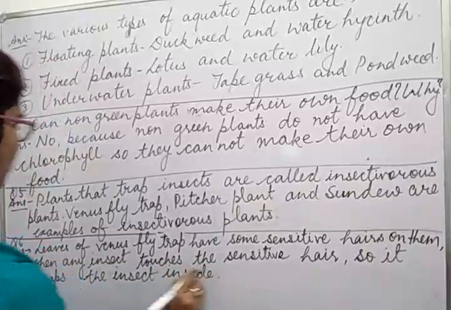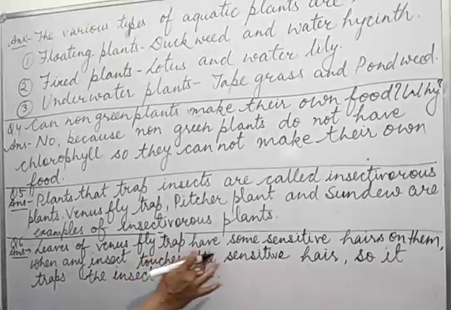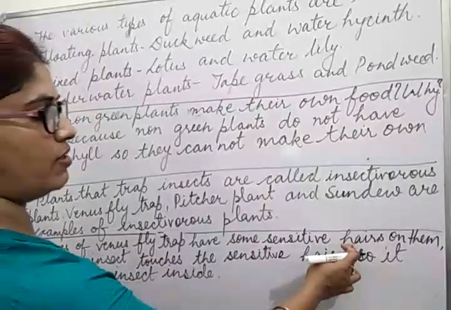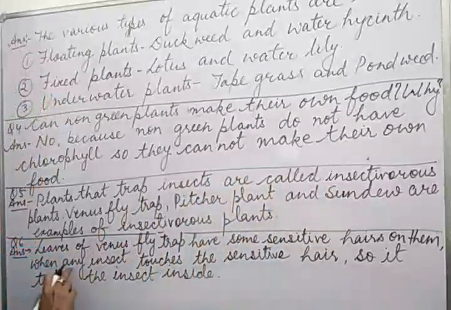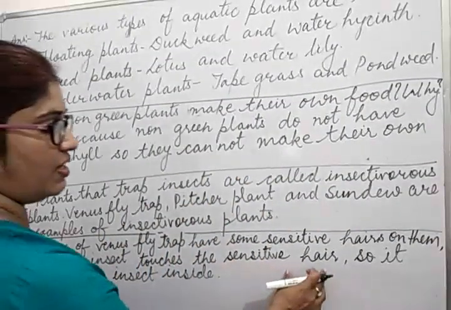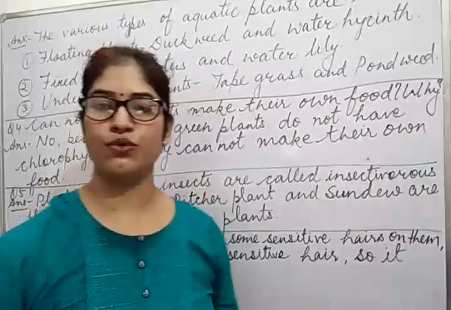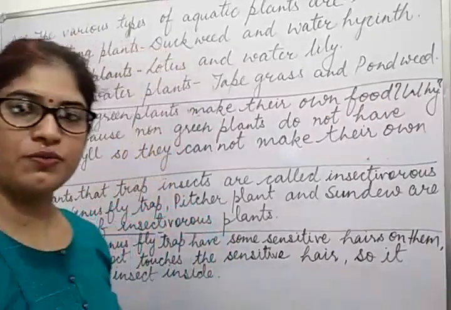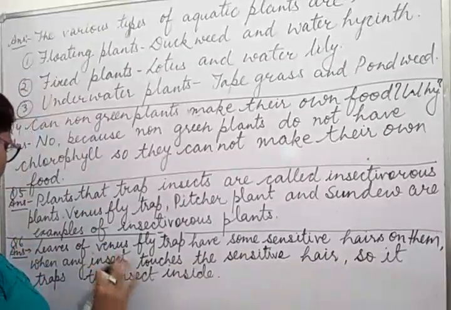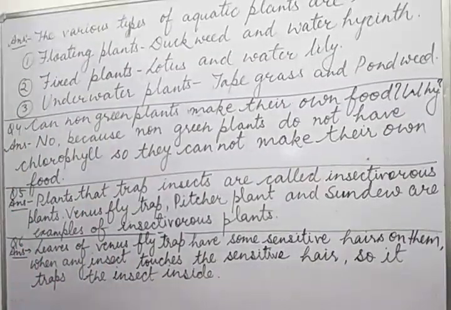Okay children, understood? Leaves of Venus flytrap have some sensitive hairs on them. When any insect touches the sensitive hair, it traps the insect inside. It also helps in digesting it. Now this was all about your question number 6. Now we will do question number 7.